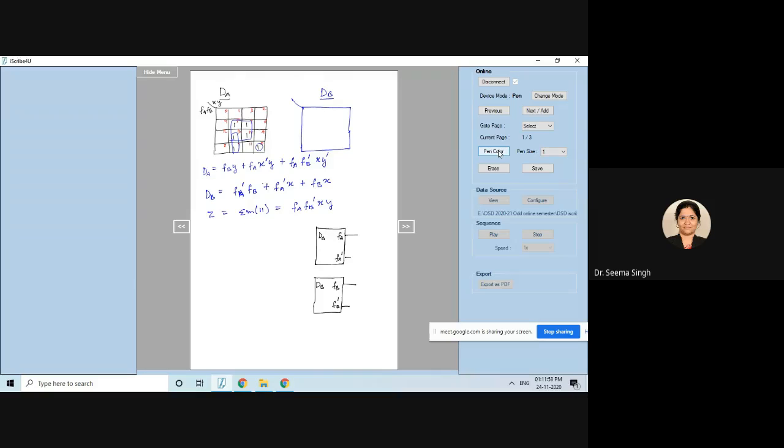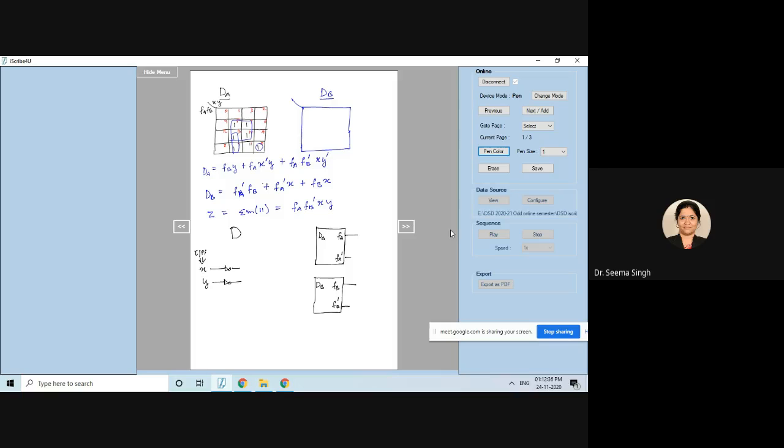So just to make your circuit clear, I will simply show here that for this one, FA dash X and Y. Now you have to understand, I need to show the two inputs also. So I will show two inputs like this. These are my inputs. And I should make available X dash and Y dash. My X dash and Y dash are available to me like this.